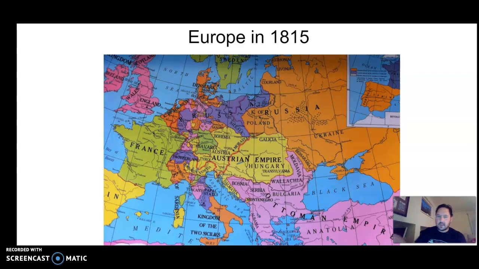Today we're going to focus on how the map changed from prior to the unification movements of the middle of the 19th century and the effects it would have on Europe. So here you see a map of Europe post-Napoleon. At the Congress of Vienna, they made a number of challenging decisions on what the map would look like.